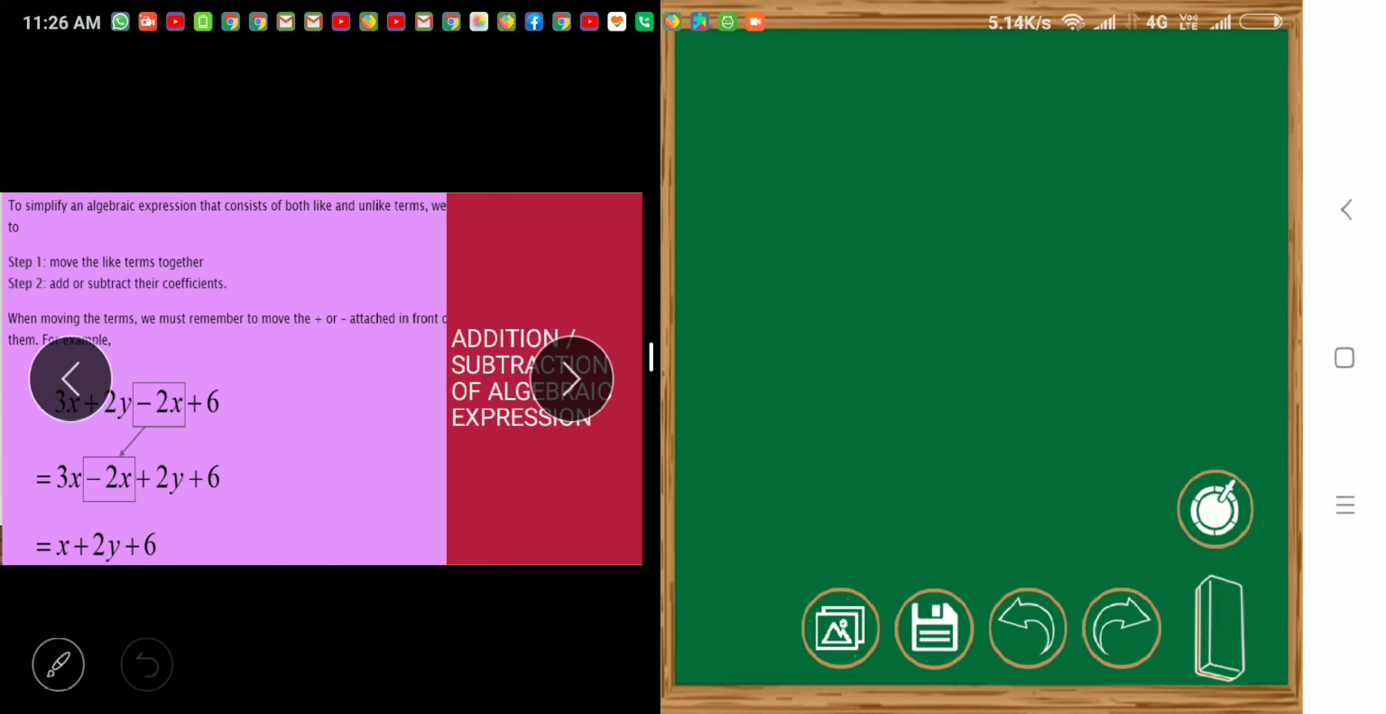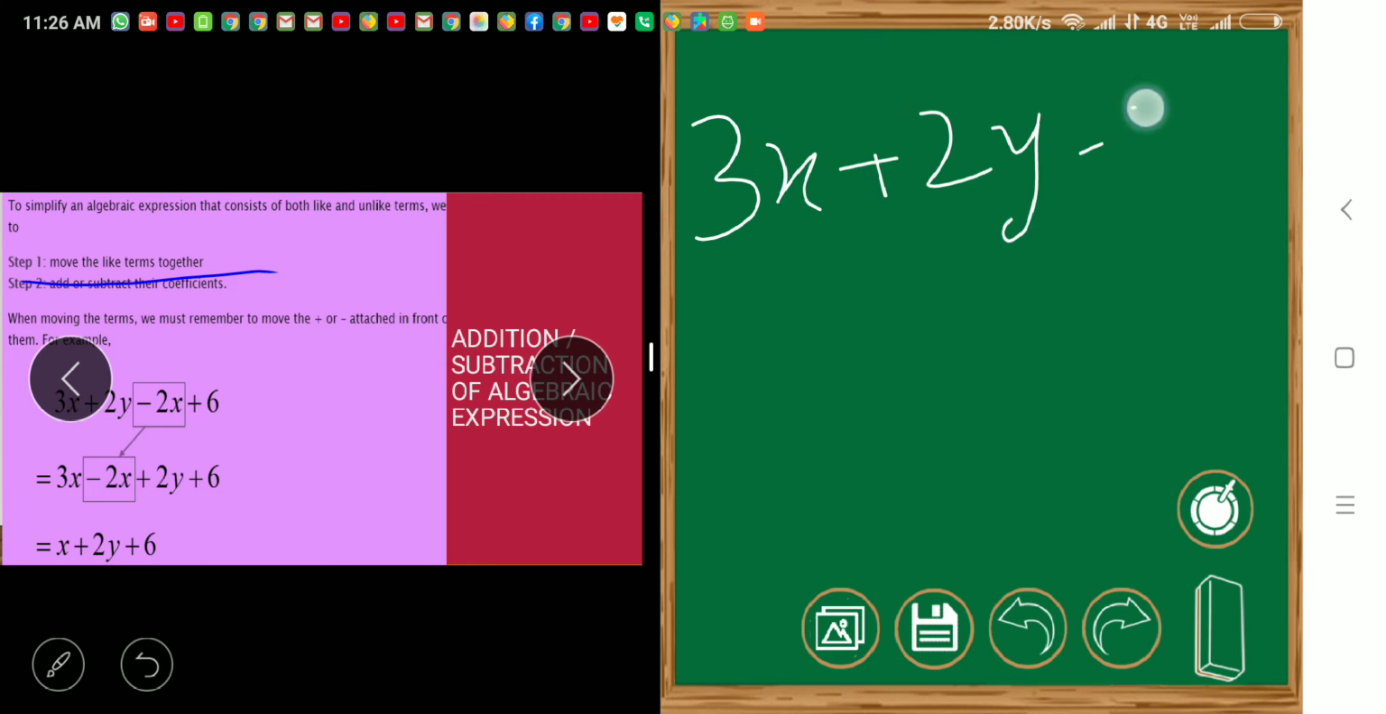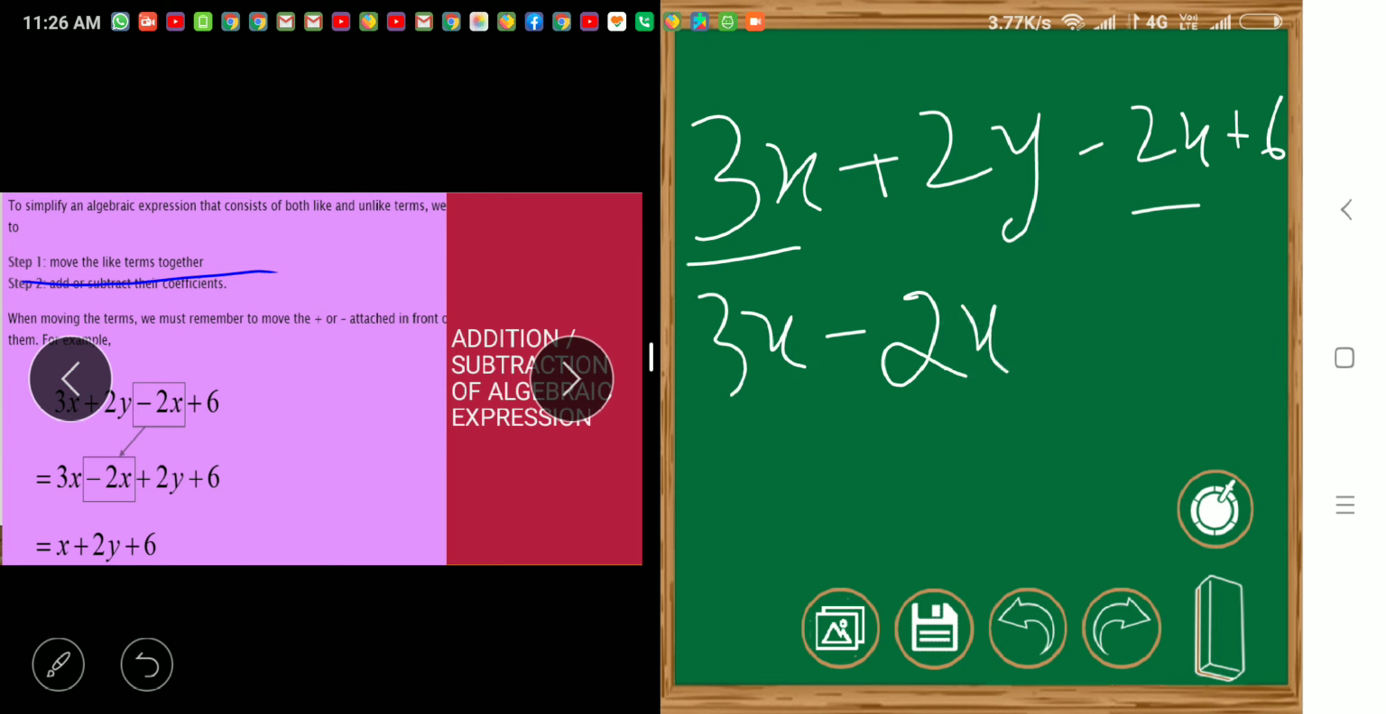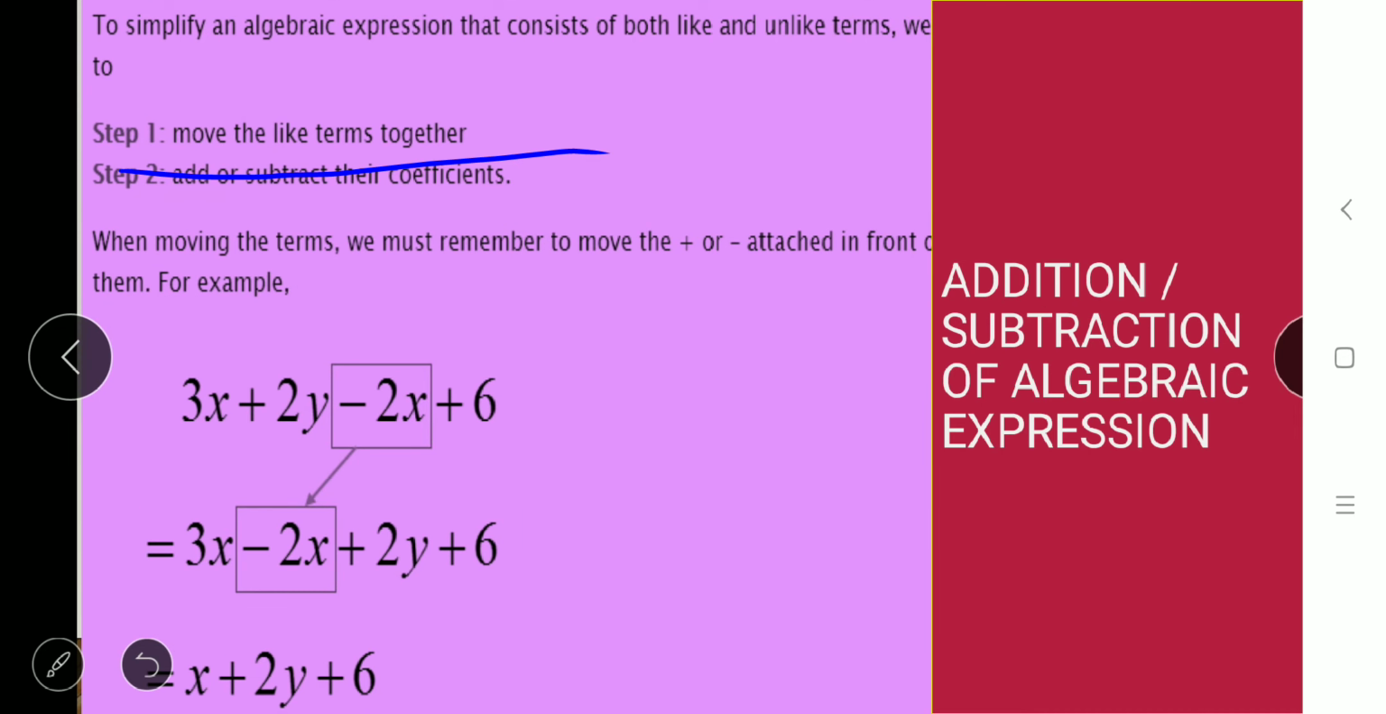First, what you need to do is move the like terms. Wherever you see a like term, move it. See here, in 3x plus 2y minus 2x plus 6, what are like terms here? Only 3x and 2x are like terms because they are with the variable x. So 3x, and it is with the minus, so minus 2x. First step, move the like terms.